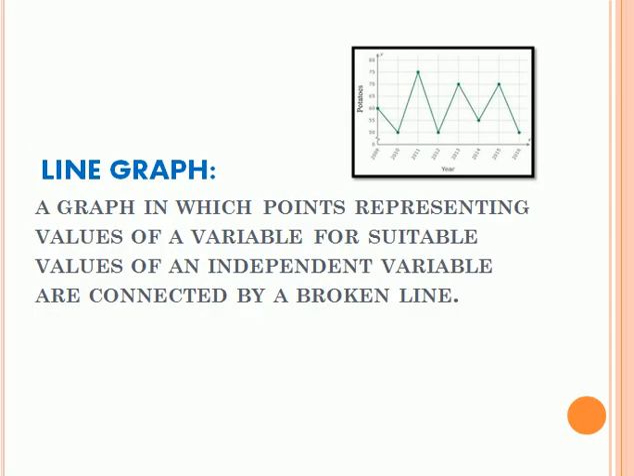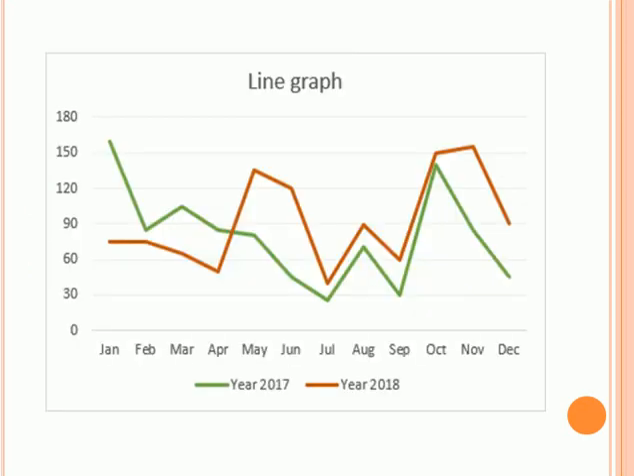Now, the definition of a line graph. A graph in which points representing values of a variable for suitable values of an independent variable are connected by a broken line. And it plays an important role in our modern lives. They are used extensively in sales and marketing, economic business, psychology, science and medicine.